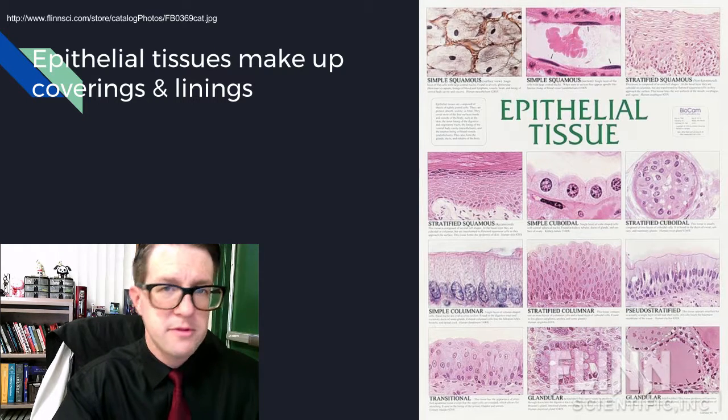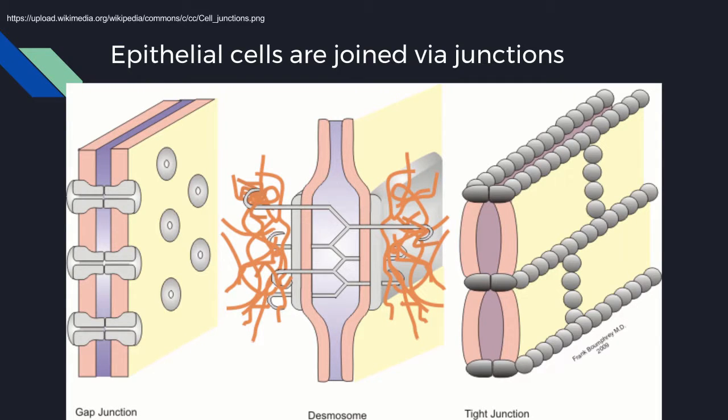Those will always be epithelial tissues. And the thing to make it work is they need to be clumped together, kind of like a quilt. So a quilt is a whole bunch of different pieces of cloth that are all sewn together to make one collective whole. The way that we connect all the cells together is through things that we call junctions.